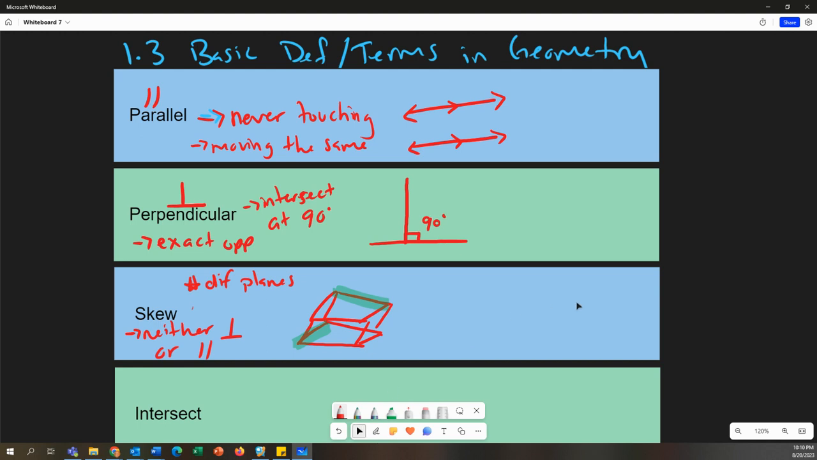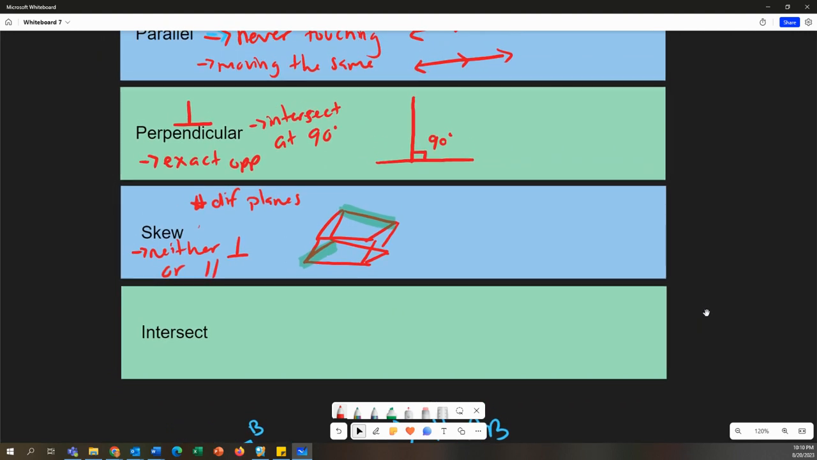Okay, and then the last one, what does intersect mean? Intersect means they run into each other, they touch. Now, two lines intersect at what? A point. Okay, two planes, what do they intersect at? Here's one plane. Here's two planes. They intersect at this line right here. It looks like a line segment, but remember, planes keep going forever, even though we can't really picture that very well.